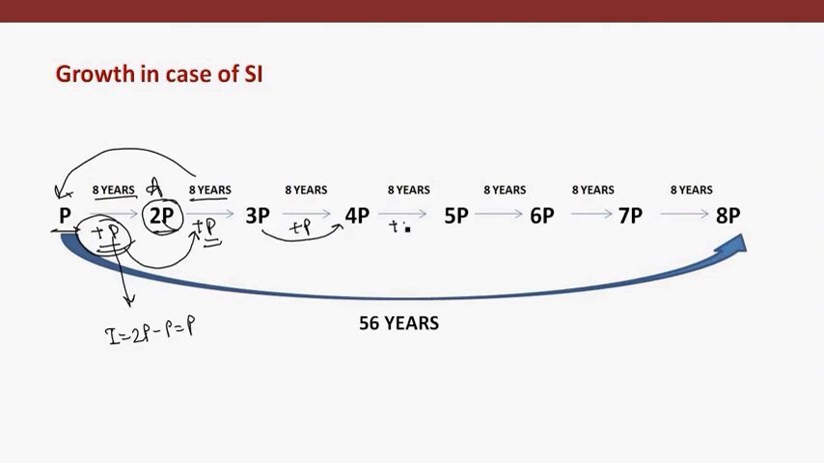For next 8 years will still be P. For next 8 years again P, and so on for each following 8 years. So there's an equal interest which is added over the same period of time. So my money, if I start with P, grows to 8 times in a period of 56 years. So that means 8 years time span, and there are 7 such periods that are happening.